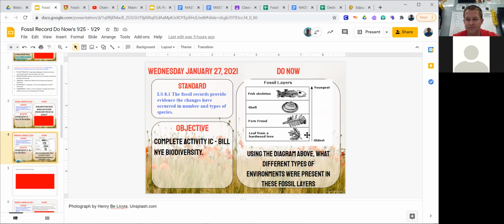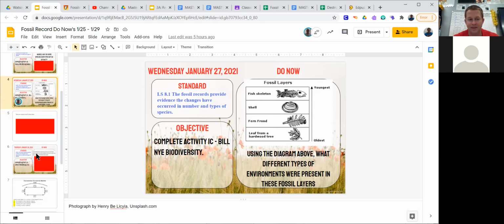The forest. Okay, I'm not hearing you still, but maybe that's my fault. Yes, it would be like a forest area, okay? And then a fern, ferns would be found in like a tropical region. And then a shell would be a lake or ocean, and then same with a fish skeleton. So this environment had changed two or three different times over the course of its history.